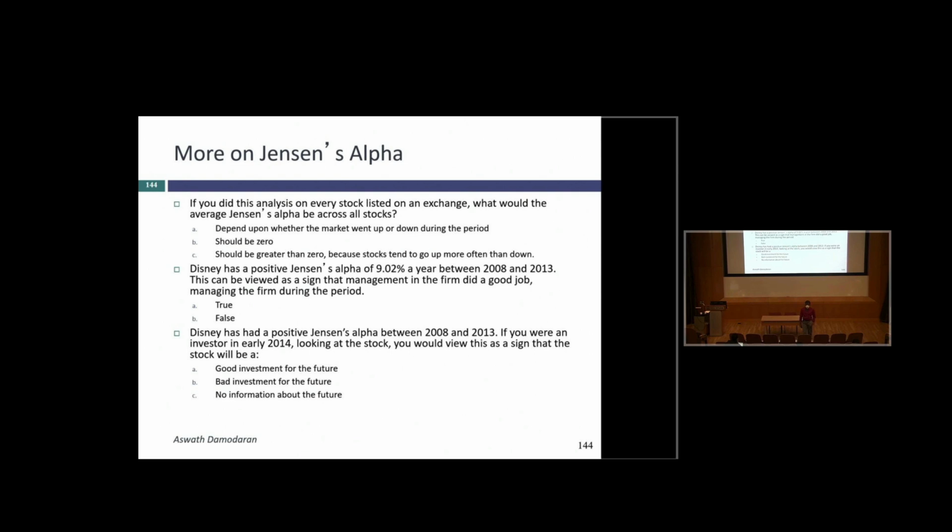Now let's get back to Disney. Disney had a positive Jensen's alpha, right? It was up 9.02% over and above what it needed to make each year for those 5 years. I'm going to play the role of Bob Iger, and you're going to be Disney shareholders, and it's 2013. I come up in front of you and say, look guys, I've done a really good job for you. I've delivered 9.02% more than expected over the last 5 years. That must mean we're doing a good job as management. We should all get a bonus.